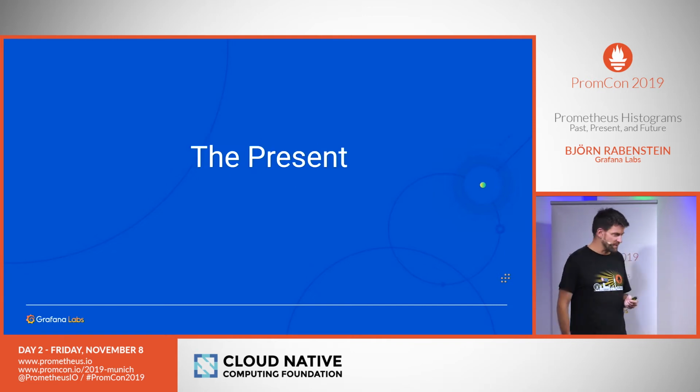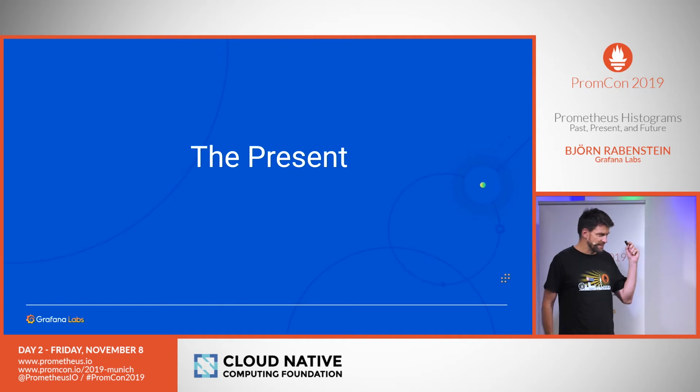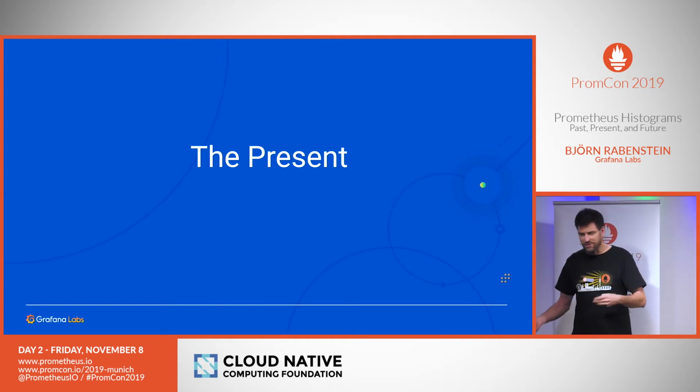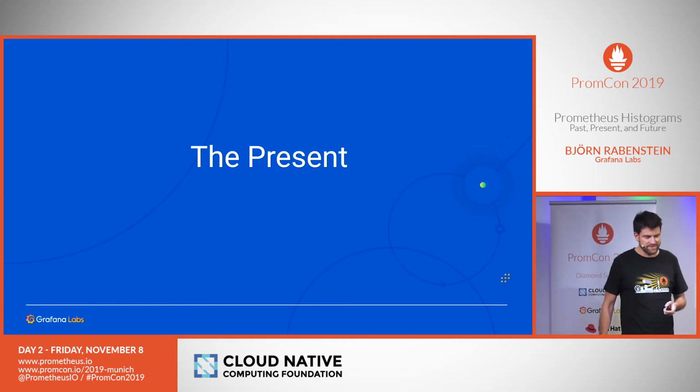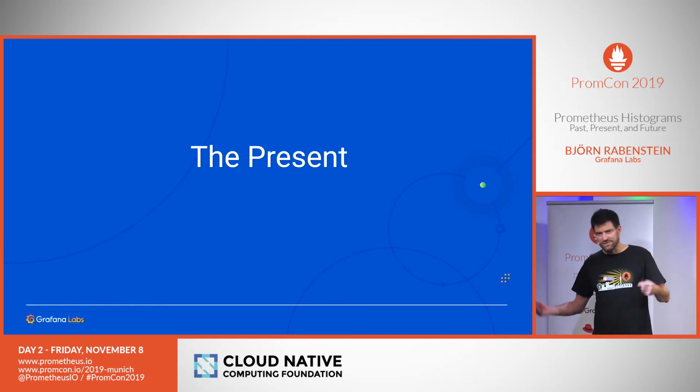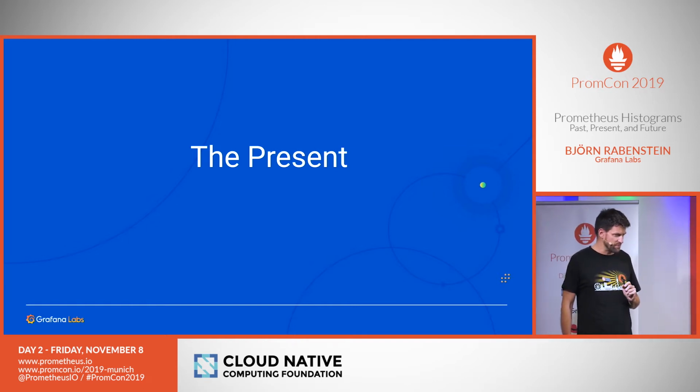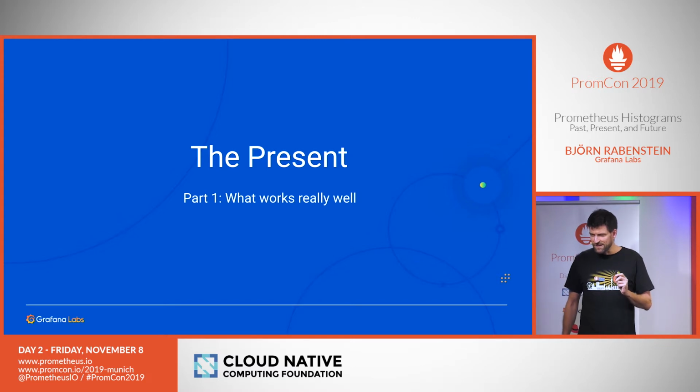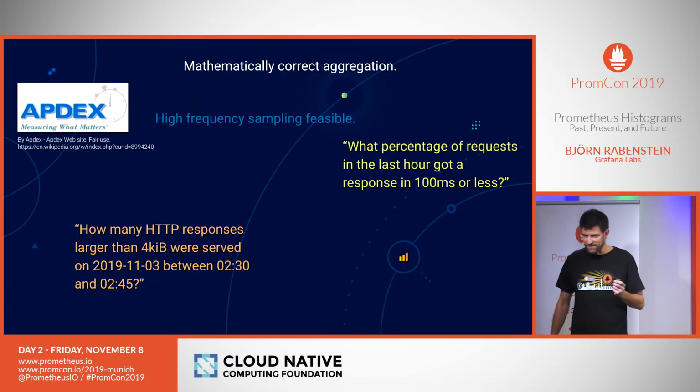So we have to jump to the present, mostly looking at what really works well with our histograms and what doesn't work that well. And then, of course, later we will look at the future, what we might improve. Okay, part one of the present, what works really well. I summarized it all on one slide.